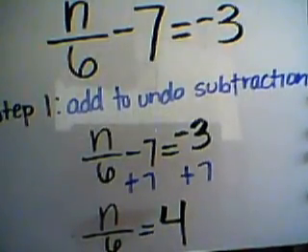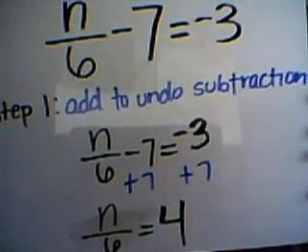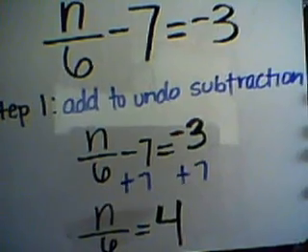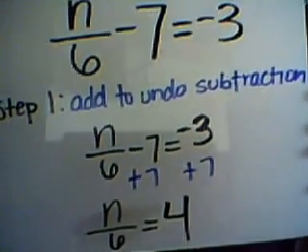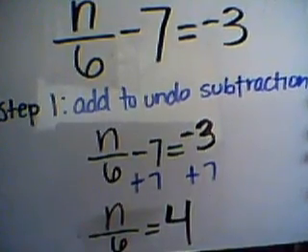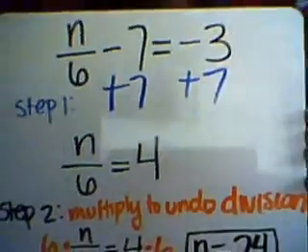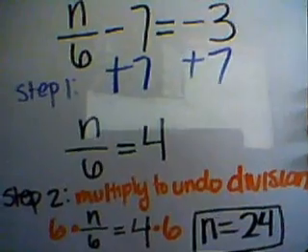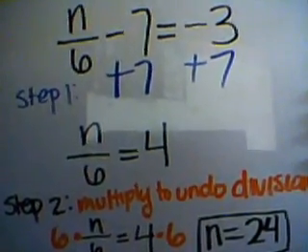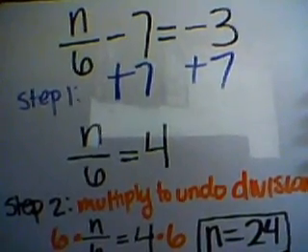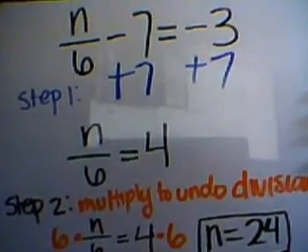That'll give us n divided by 6. The -7 and the +7 cancel out because of the identity property of addition. And on the other side, we get +4. -3 plus 7 equals 4. Again, just to recap, our first step is to add 7 to both sides to cancel the -7. And now we're just left with n over 6 equals 4.